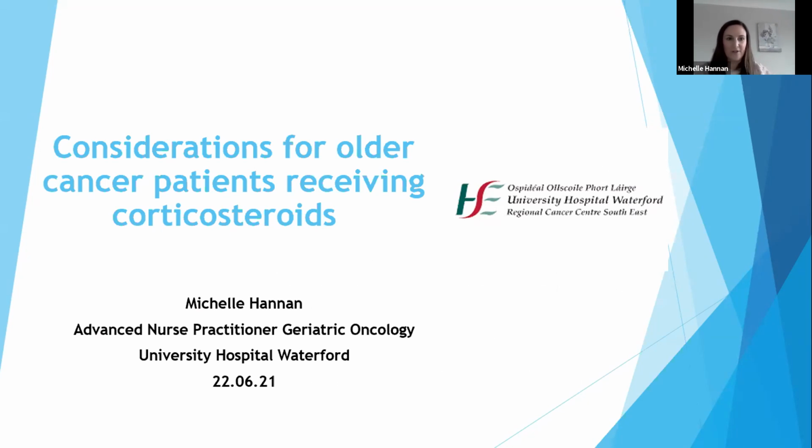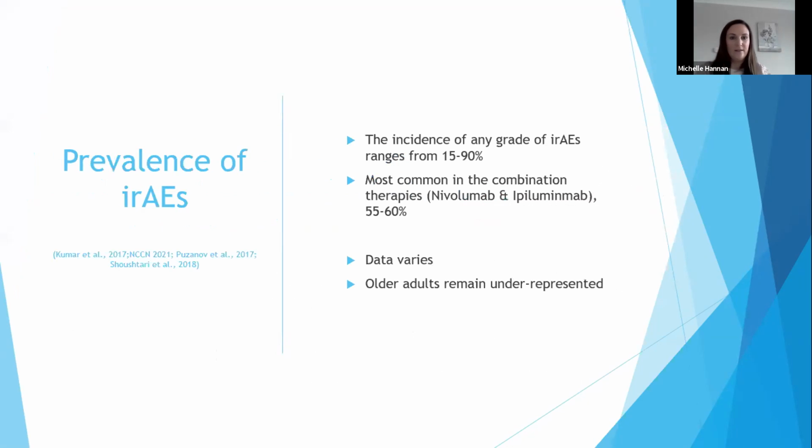So I'm just going to talk about considerations for older cancer patients receiving corticosteroids. The incidence of immune-related adverse events ranges from anything from 15 to 90% in the literature. More common with the combination therapies, less common with the monotherapies. Data varies amongst the trials. And once again, older adults seem to be underrepresented in terms of the diversity of the population included.